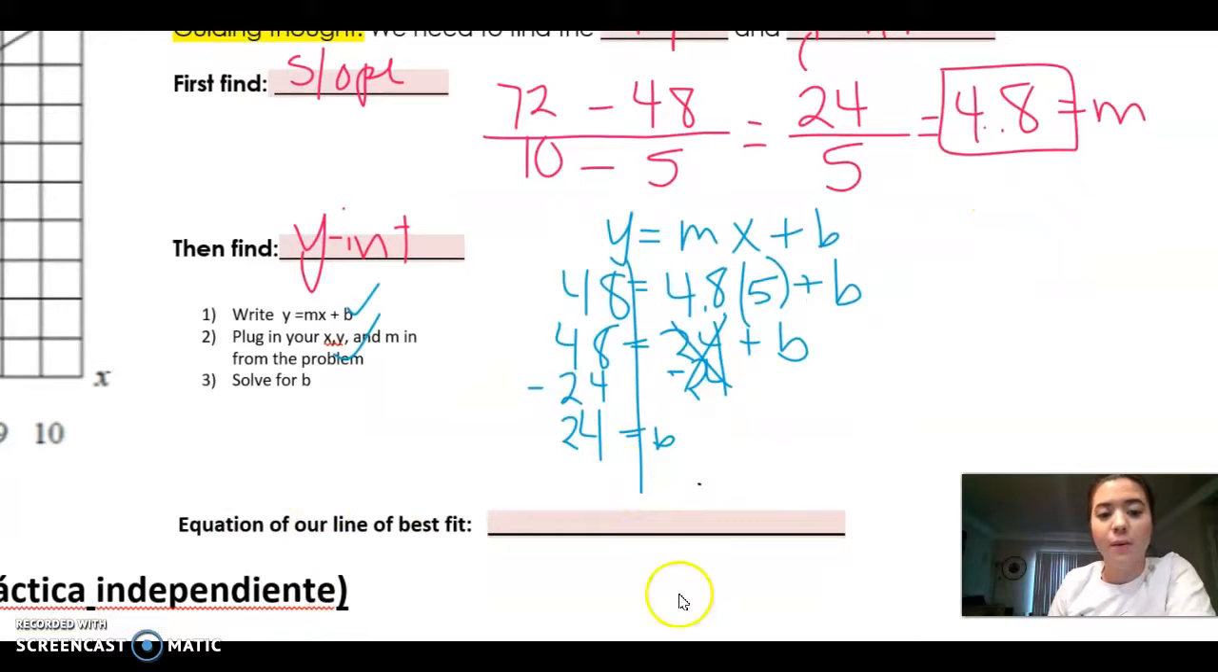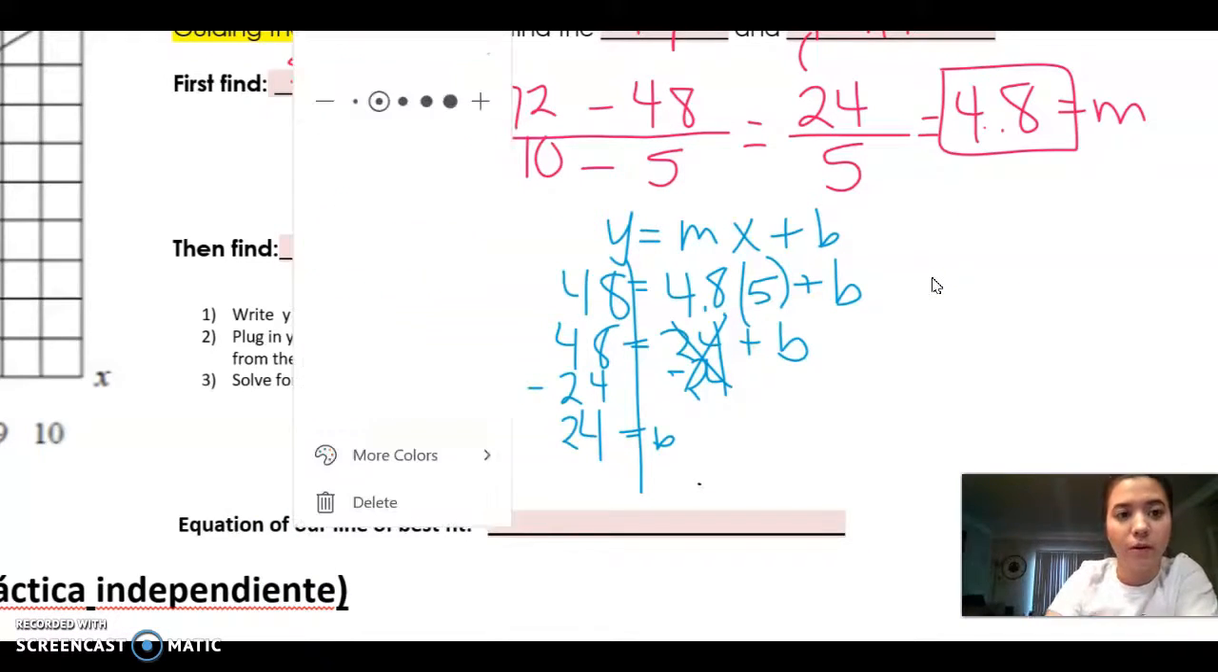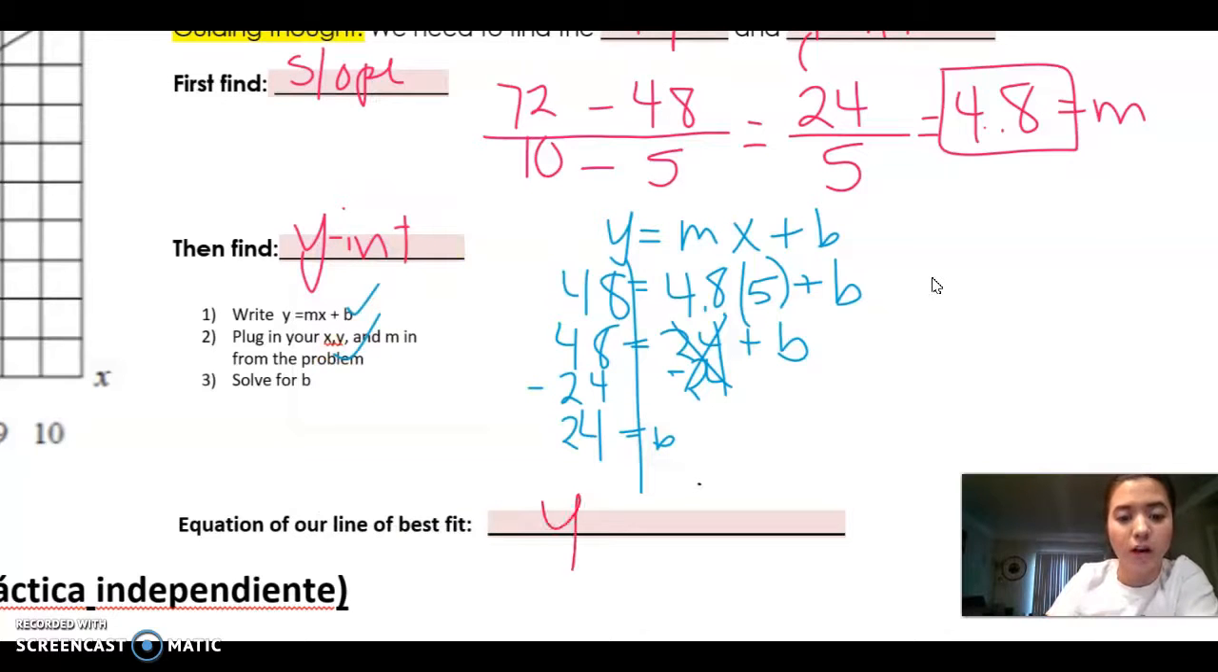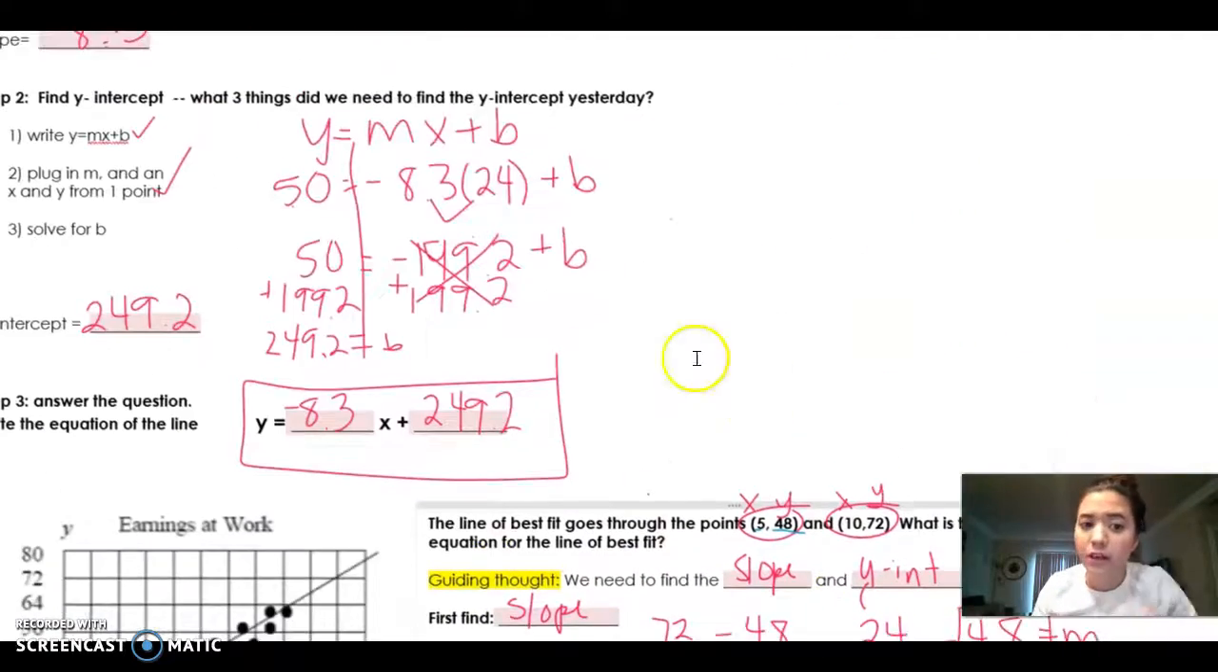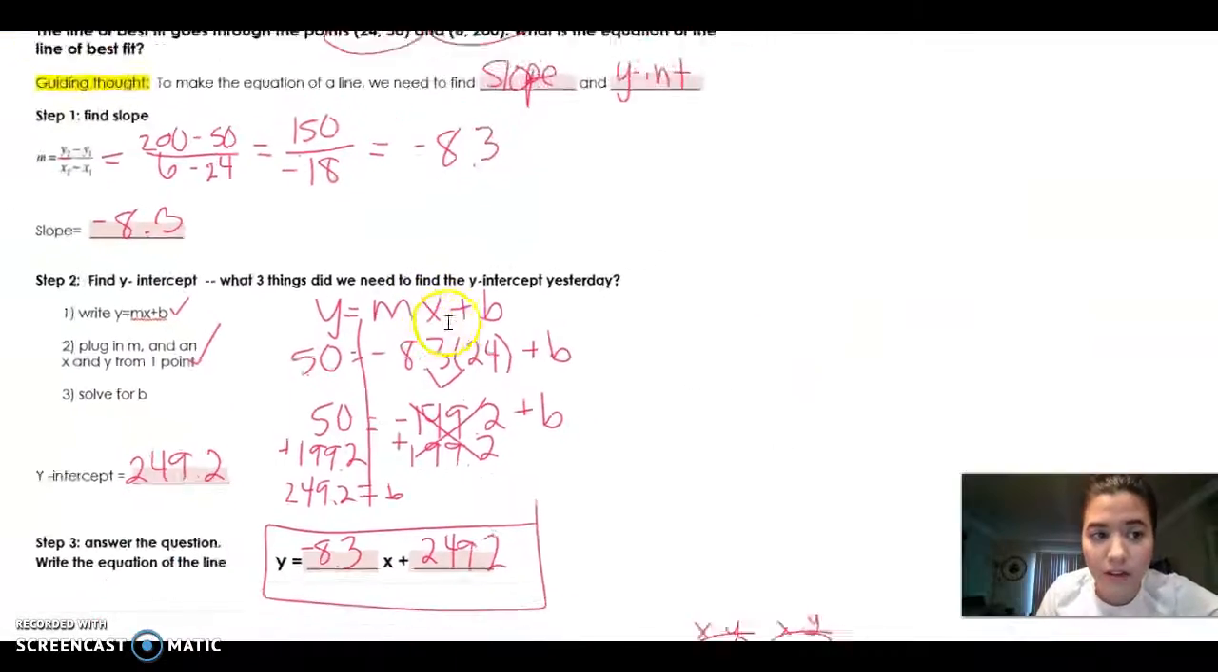All right, now we can create the equation of our line. So the equation of our line, remember, always equations start with y equals. For a line, it's mx plus b. So m, our slope, 4.8. Equations always have an x and a y, so we're going to leave the x. And then plus b, our y-intercept, 24. All right, so that one went a little quicker because we didn't take it as slowly.